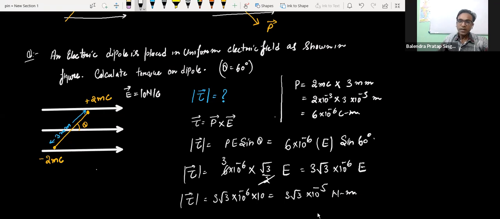Now tell me what is the direction of the rotation. Means what is the direction of this torque? Is it clockwise or anti-clockwise?